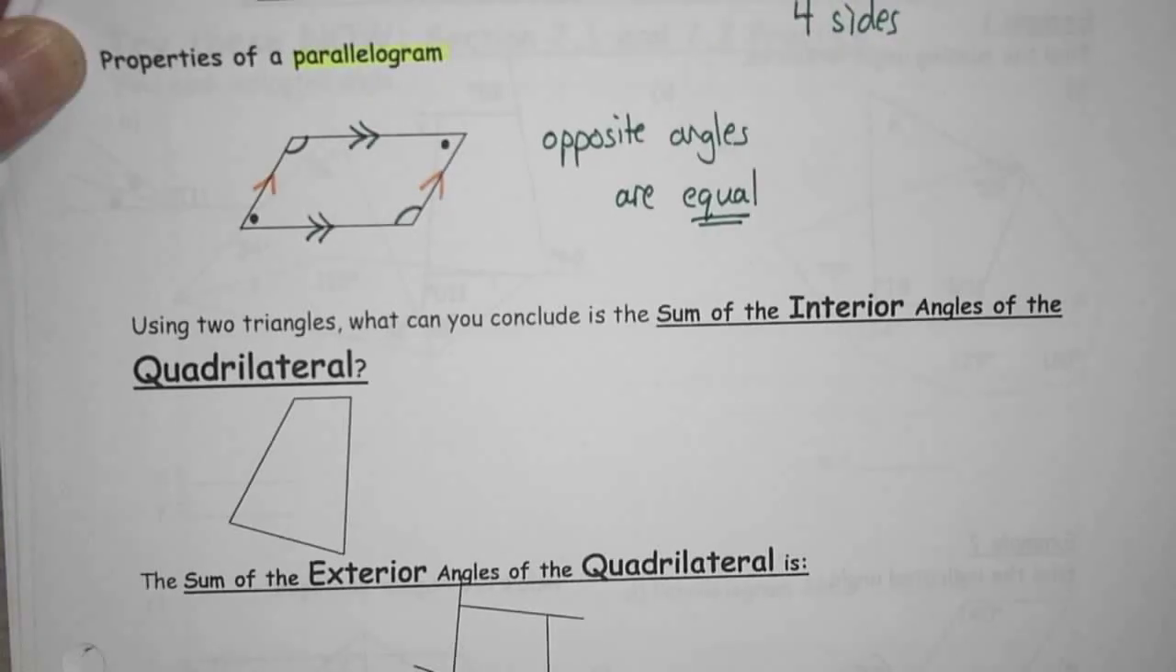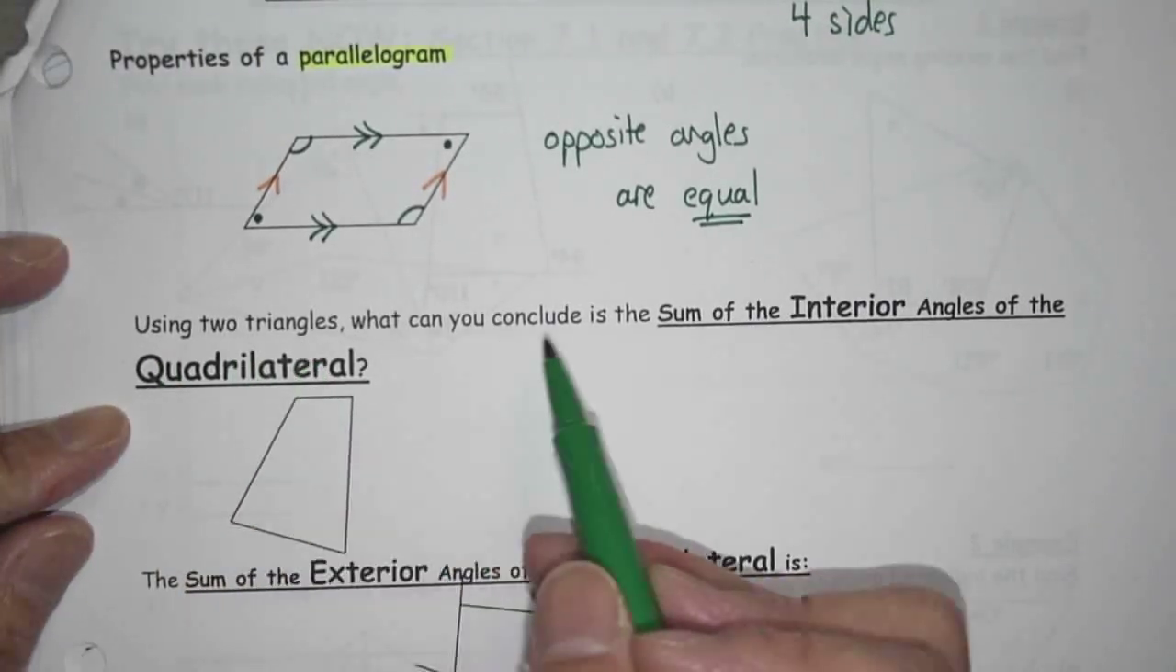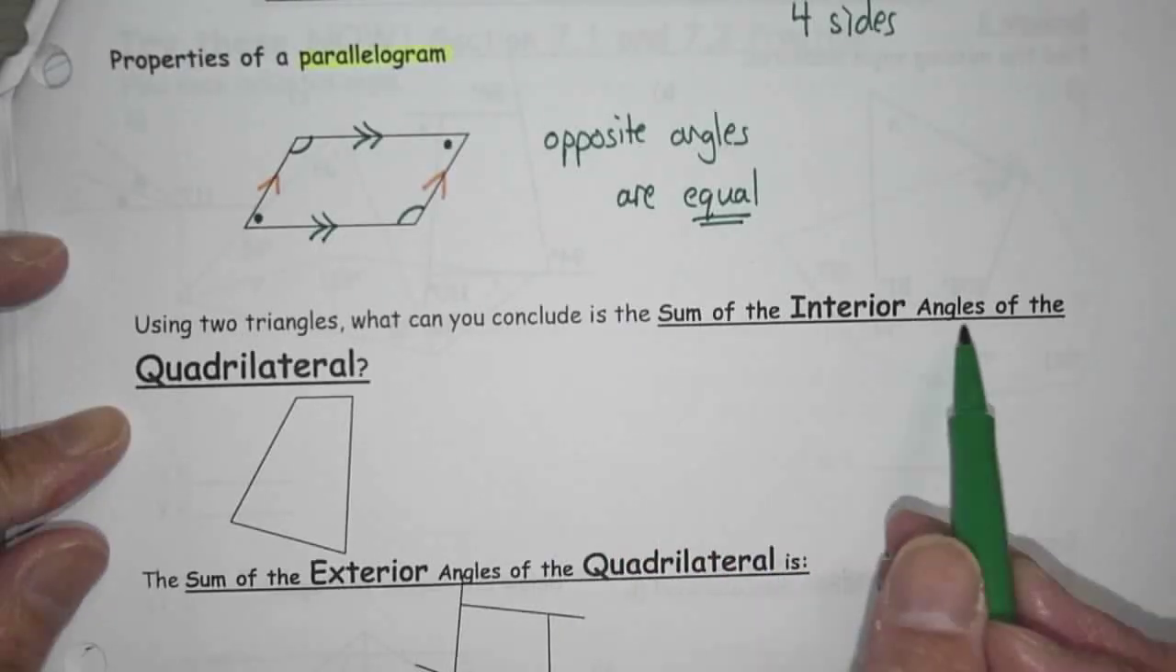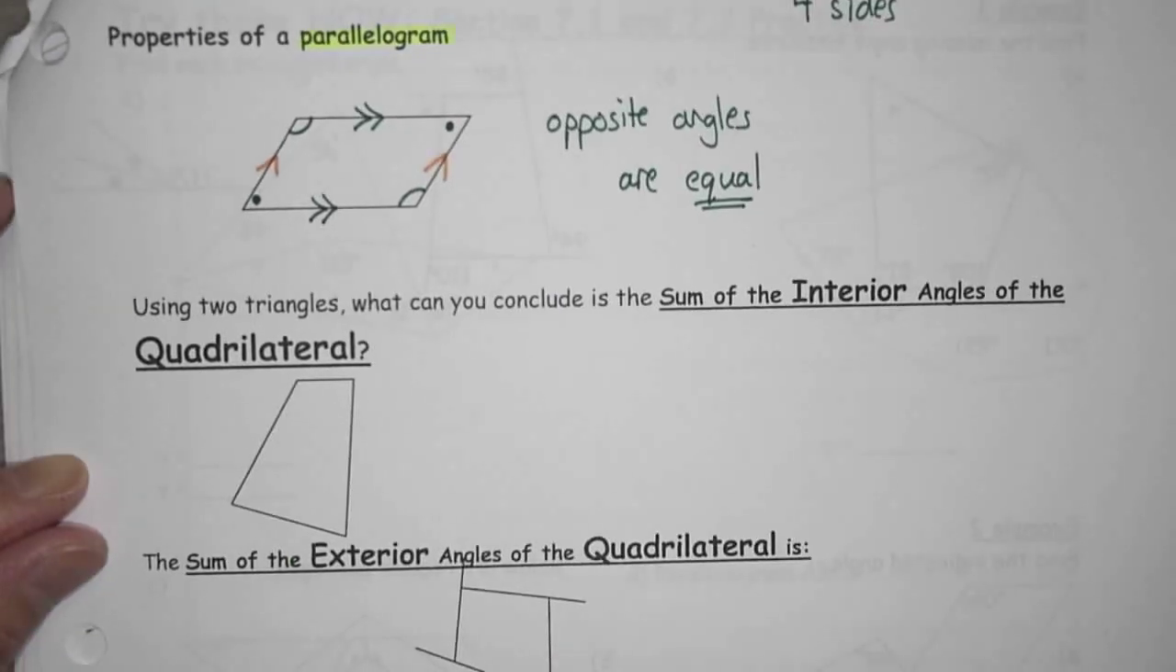The next one, I'm asking you, by using two triangles, what can you conclude of the interior angles of a quadrilateral? So this is a quadrilateral. First of all, start with a quadrilateral. I just drew a general one. So it wasn't special. It's not a rectangle, not a square.